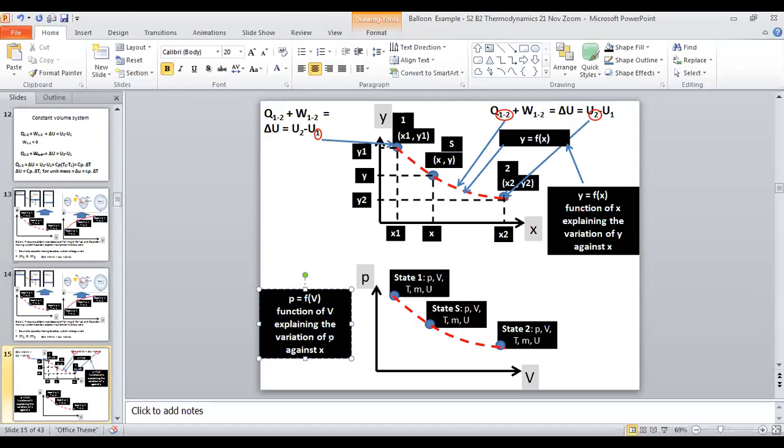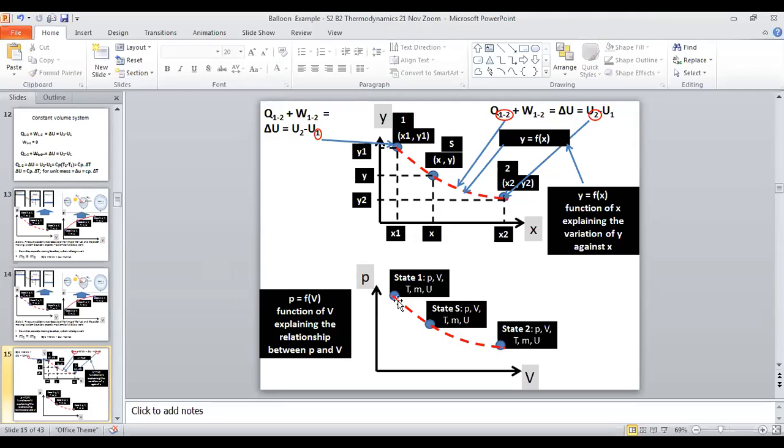Or you can say simply explaining the relationship between P and V. So this is about P and V. For P and V, now I'm going to write an expression for P and V.